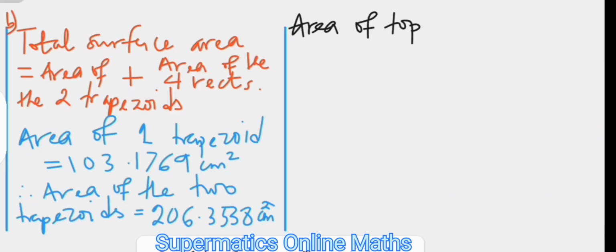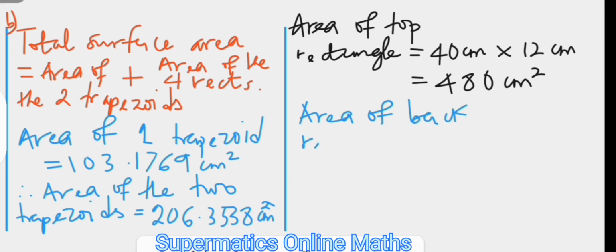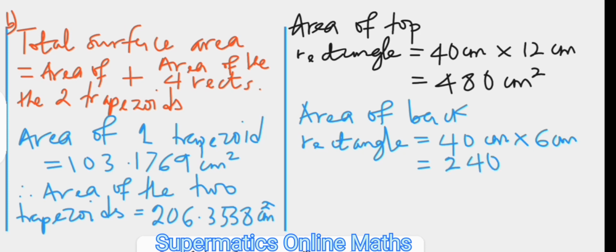Now let's find the area of the rectangles one after the other. Area of the top rectangle, area of rectangle is length times width, so that's going to be 40 centimeters times 12 centimeters, that's 480 centimeters squared. For the back rectangle, the area is going to be 40 centimeters times 6 centimeters, that's 240 centimeters squared.